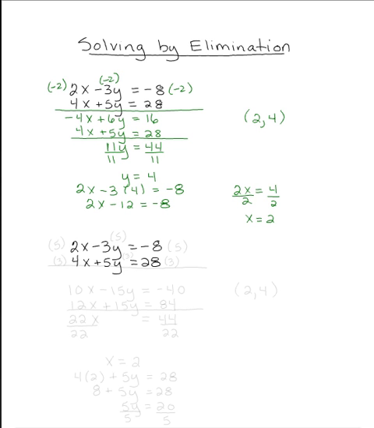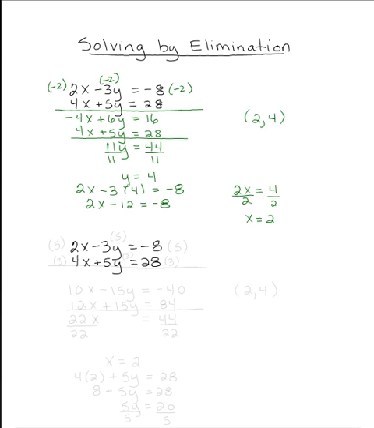Now looking at these, I have a negative 3y and I have a positive 5y. Now I can't turn the 3 into a 5, and I really can't turn the 5 into a 3. So we're actually going to have to turn both of these numbers into the same number. Now one is negative and one is positive, so we're good with that. So what is the smallest number that 3 and 5 both go into? Well, that would be 15.